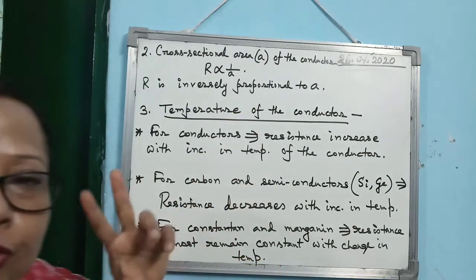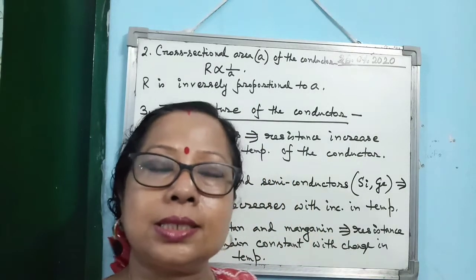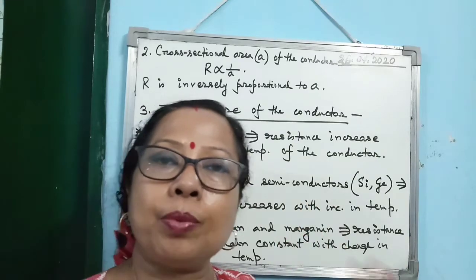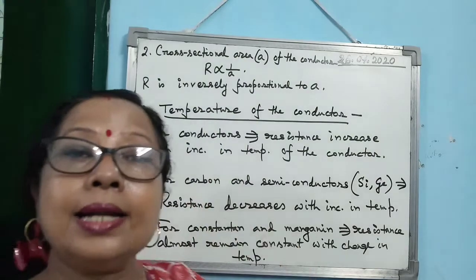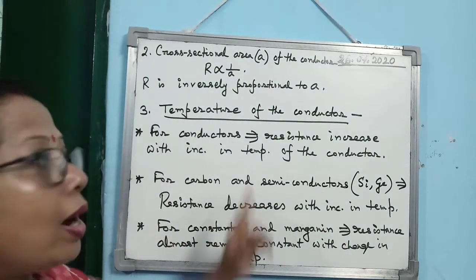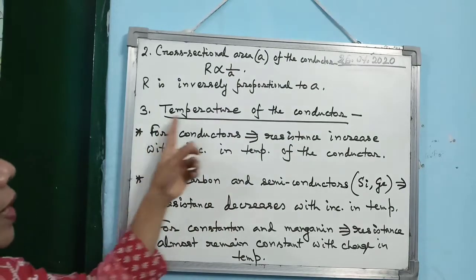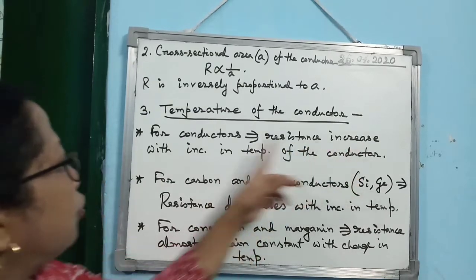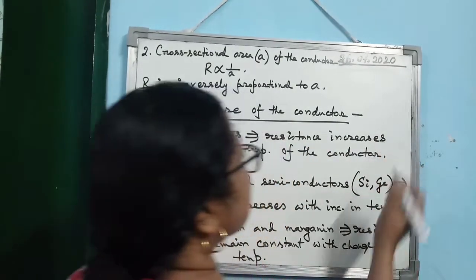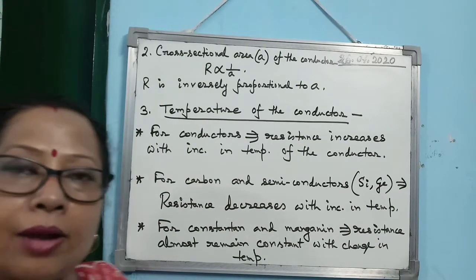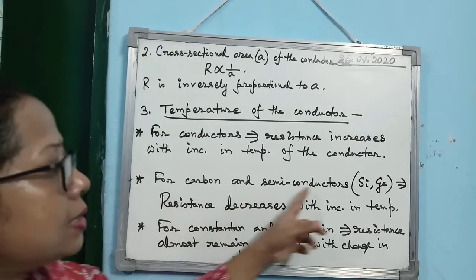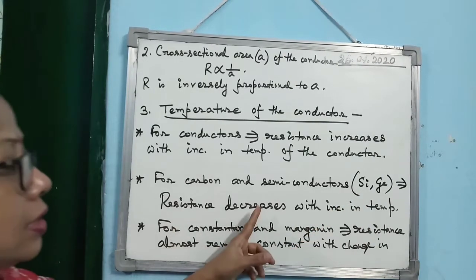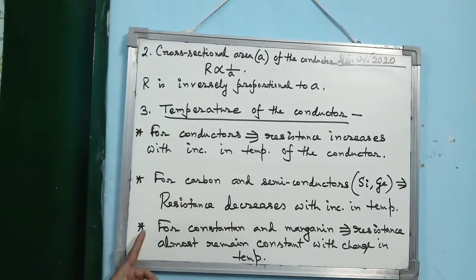So far we have learned three factors on which resistance depends. First is the length, R directly proportional to L. Second is the area, R is inversely proportional to area, so R is proportional to 1 by A. Next one is temperature. For temperature there are three cases. For conductors, resistance increases with increase in temperature of the conductor and vice versa. But for carbon and semiconductors, resistance decreases with increase in temperature, and for constantan and manganin, resistance almost remains constant with changing temperature.